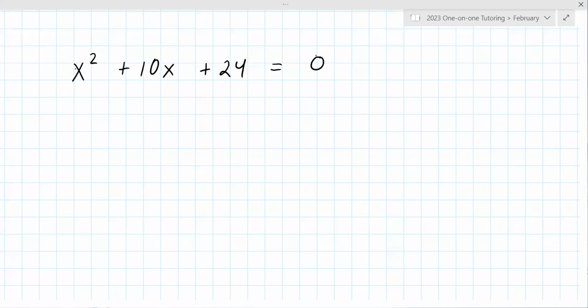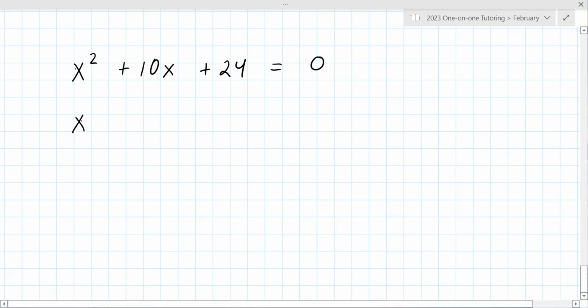1. The final answer would be x plus 5 squared equals 1. Yes. Okay. I'm gonna just step away for 30 seconds. I'll be right back. Okay.